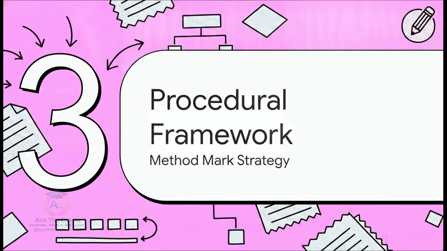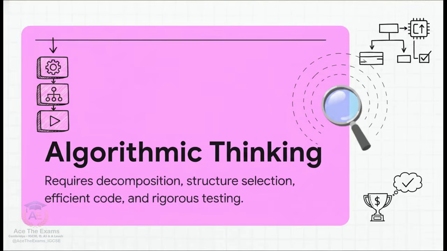Section 3, the procedural framework. This is the core methodology of our perfect answer heist. To secure those method marks, you must demonstrate true algorithmic thinking. It isn't just about writing a giant block of code, crossing your fingers and hoping it works. It requires step-by-step decomposition. To execute this, top students use what we call the PEEL framework: point, evidence, explanation, link.